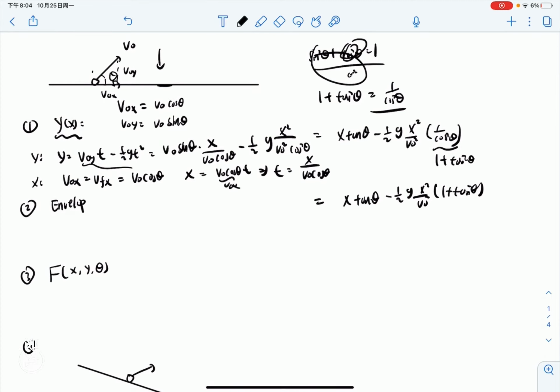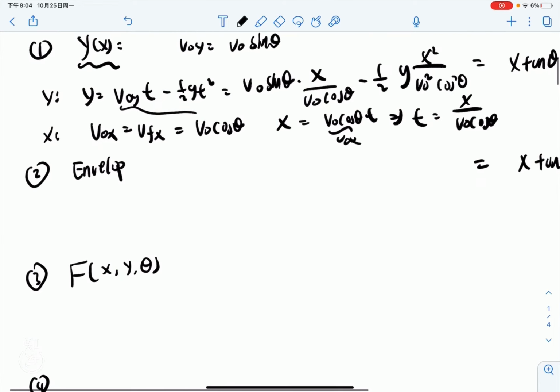Okay, now we're going to take a look at the envelope. So the envelope basically describes the algebra graph over here.